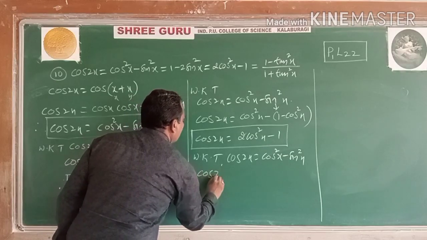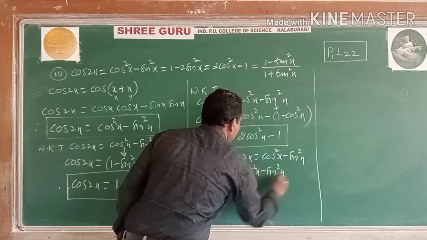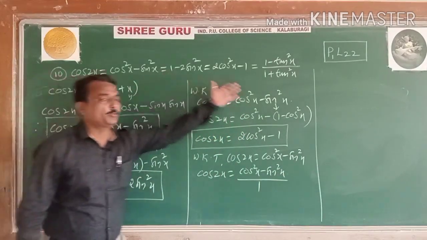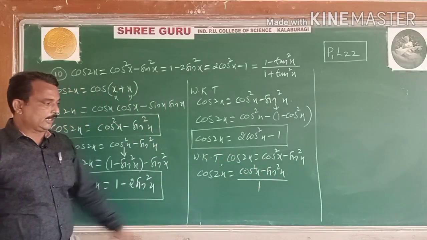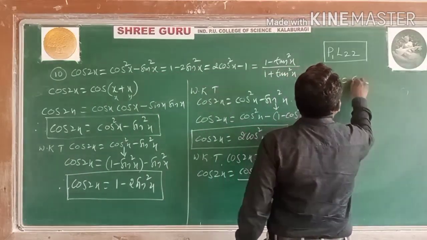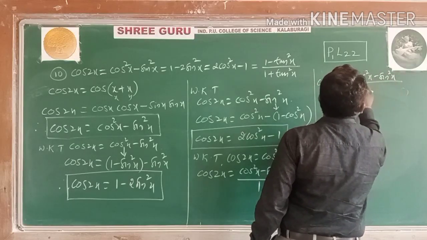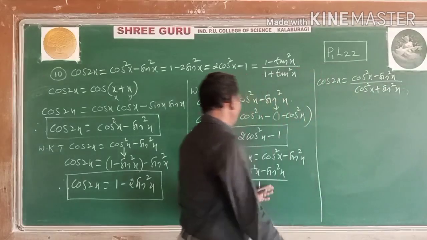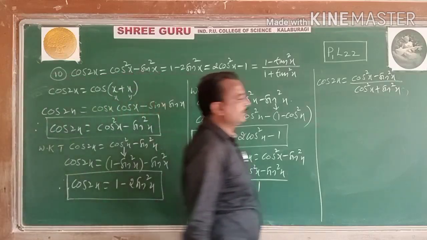Shall I write cos square x minus sin square x? Shall I take the denominator as 1? Yes, because I have to prove it in terms of tan. I have to make this a formula in terms of tan. Here I am taking the denominator as 1. So cos 2x equals cos square x minus sin square x. What is 1? Cos square x plus sin square x. 1 is substituted as that identity.